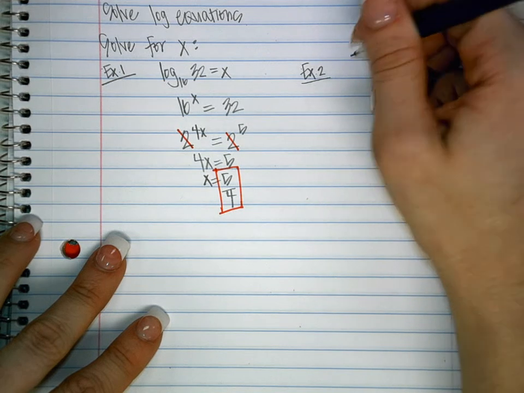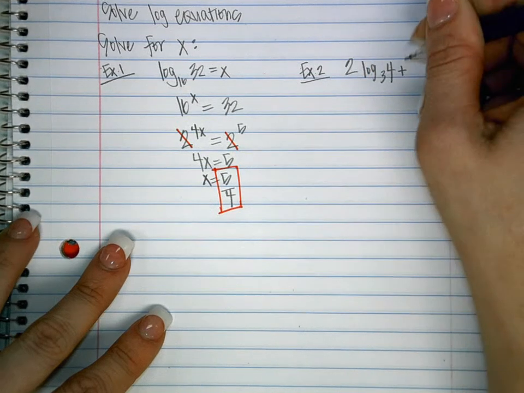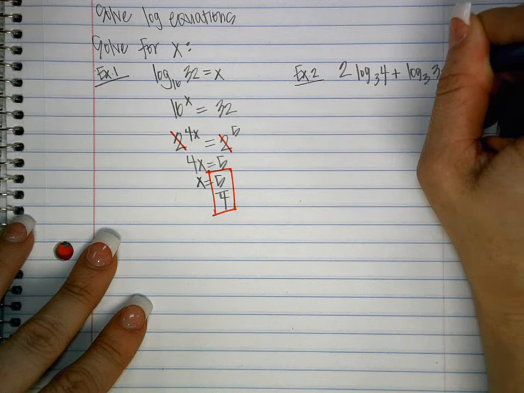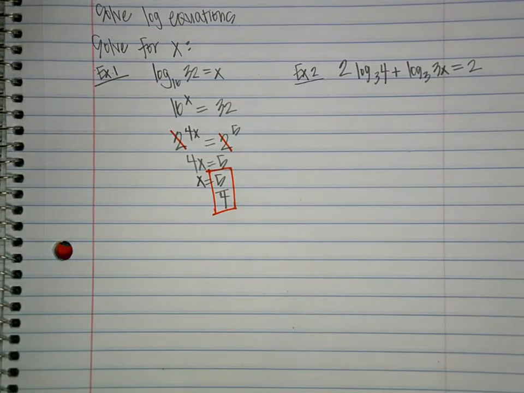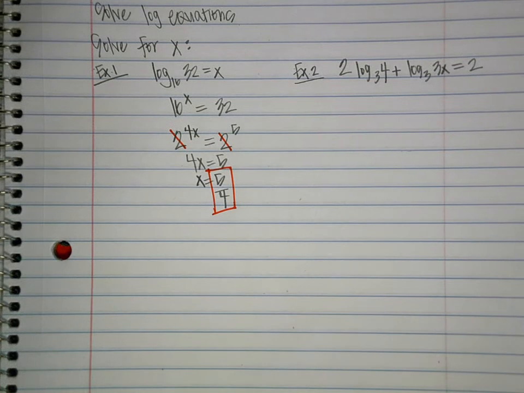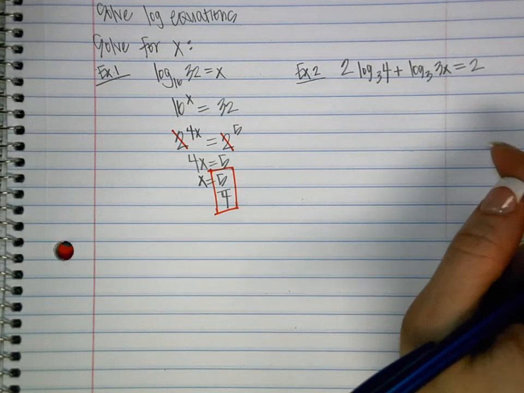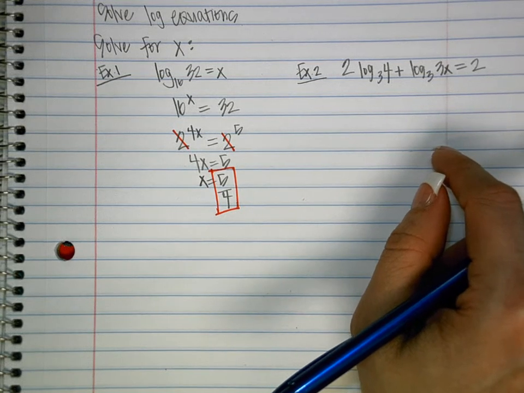Try another one for number 2. I want you to solve 2 log base 3 of 4 plus log base 3 of 3x equals 2. Do we have to condense that? Just like on this one, you cannot rewrite this. This is in log form. You cannot change it to exponential form until you have just one log on that side.